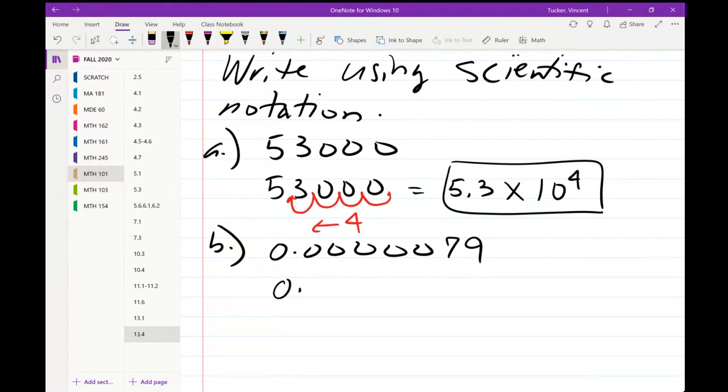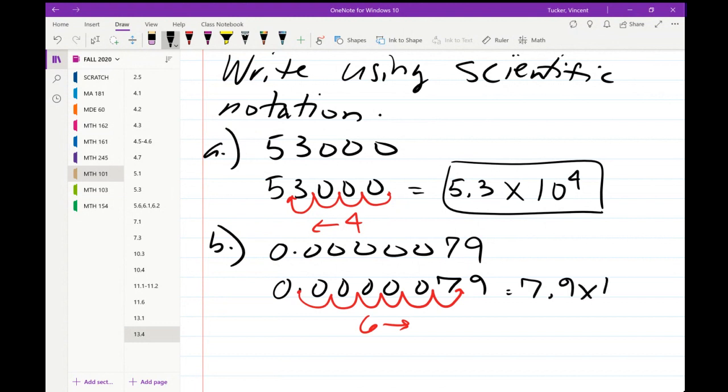All right, for the next one, do the same thing, but this time I want my decimal to be between the 7 and the 9. That will give me 7.9. Move the decimal 1, 2, 3, 4, 5, 6 to the right. So 7.9 times 10 to the negative 6.